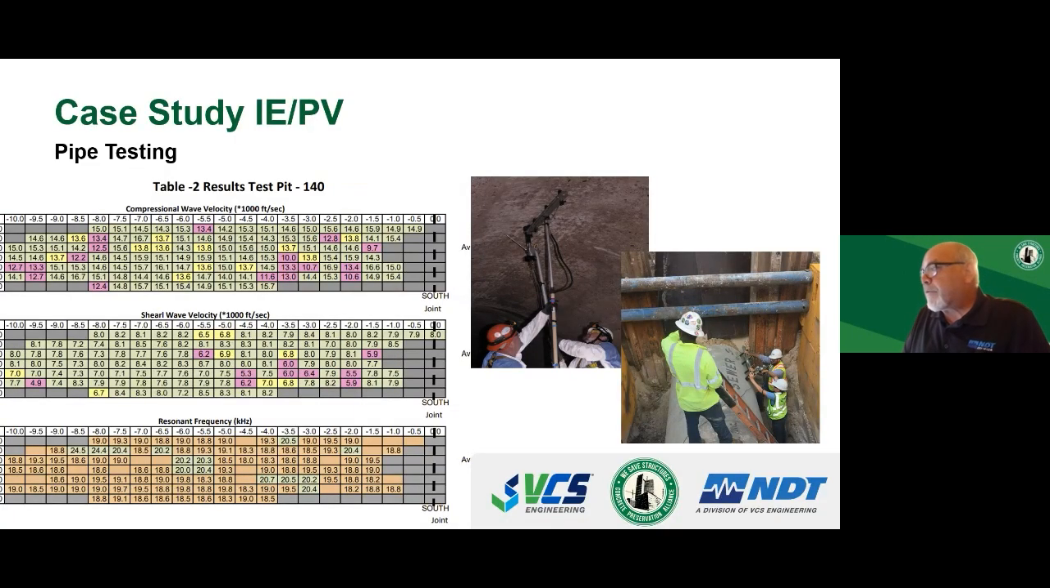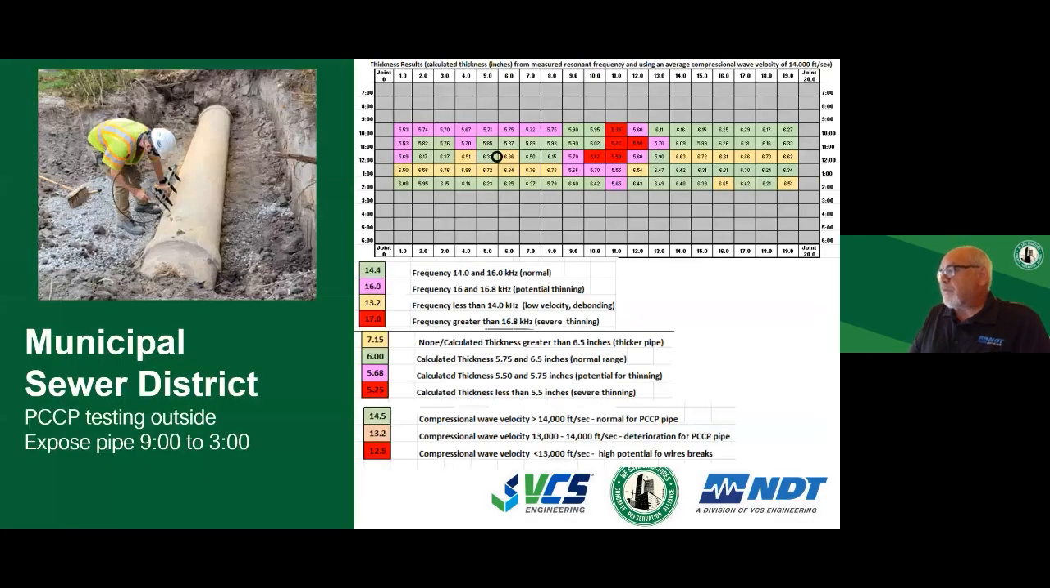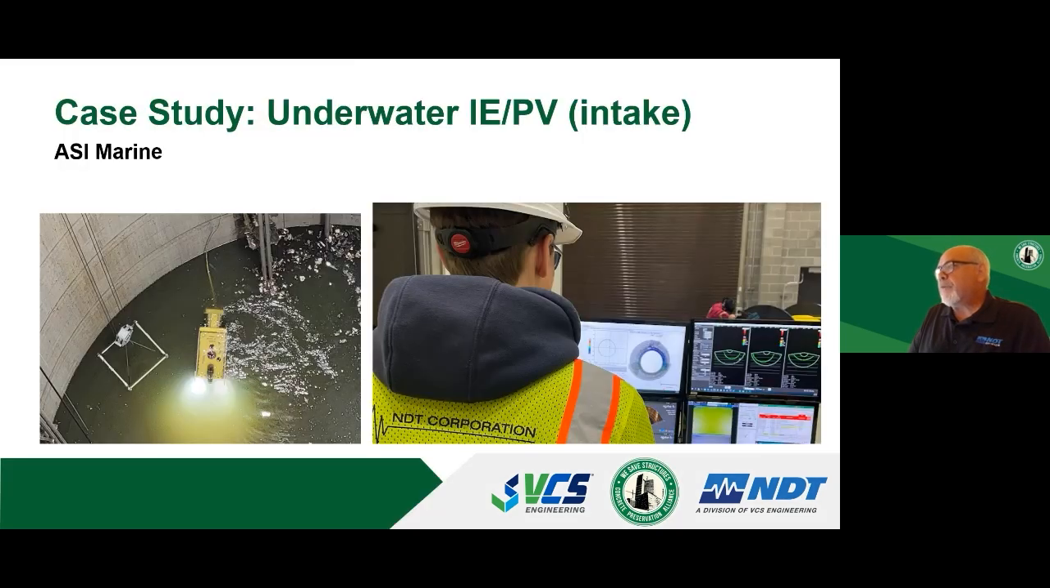Again, we're recording the compressive wave velocities, the shear wave, the thickness of all these things from the inside or from the outside. Large diameter pipes during an outage, we work inside, or just with shoring, uncover them. Municipal pipe here, we try to identify where the good ones are in green and where the bad ones are in red. Whether it's thinning of the pipe wall due to hydrogen sulfide, or debonding of a layer, or loss of compression in the pipe.